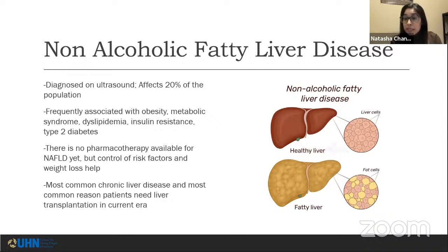Some people with this disease, unfortunately, do develop cirrhosis over time. And we're really not sure at this point why some people stay at mild fatty liver and others progress. And that is a work of ongoing research.